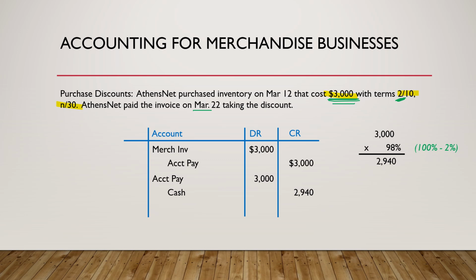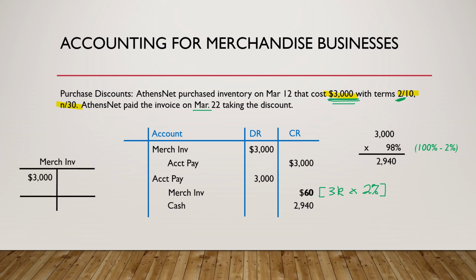Right now, our second entry is out of balance by that 2% discount of $60. That amount will be credited to merchandise inventory. Note how the credit to merchandise inventory adjusts its balance to the actual cash ultimately paid for the merchandise. This is a manifestation of our cost principle.